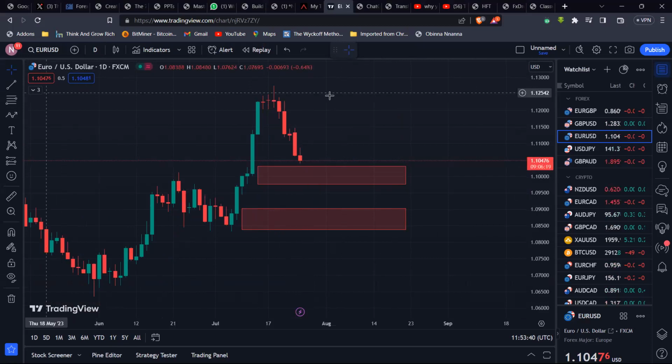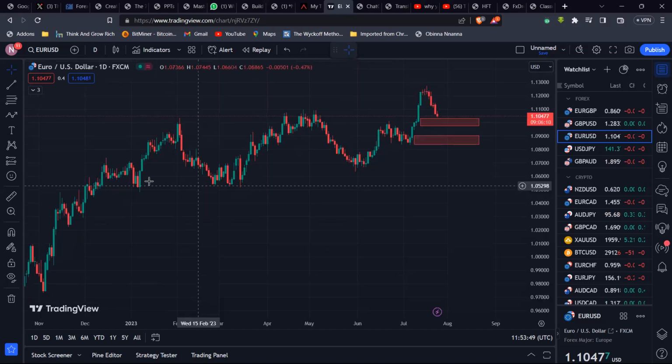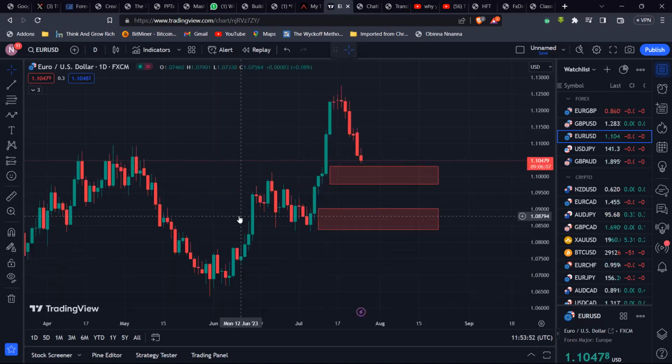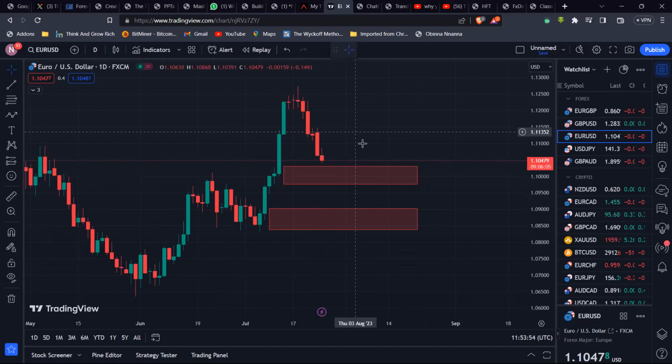So what I'd like to see, you can see we've had basically 1, 2, 3, 4, 5, 6, 7, 8, 9 days of bearish candles in a bullish structure, right? So ideally, at some point we'll have to see price.